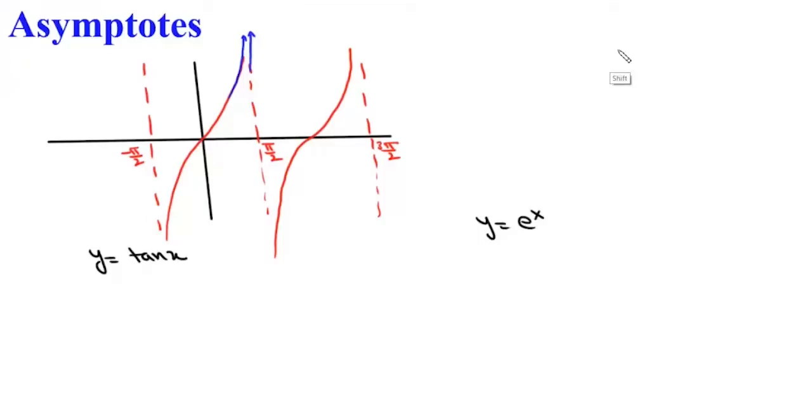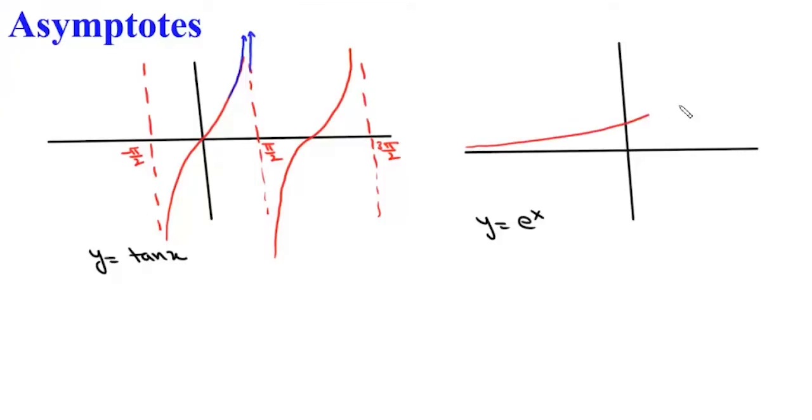Another example could be the graph of y equals e to the power x. Now if we draw this graph, we know it is an increasing curve. Now if we look at this curve and x-axis, they're getting closer to each other and they appear to meet at minus infinite. So for this graph, this x-axis is an asymptote.